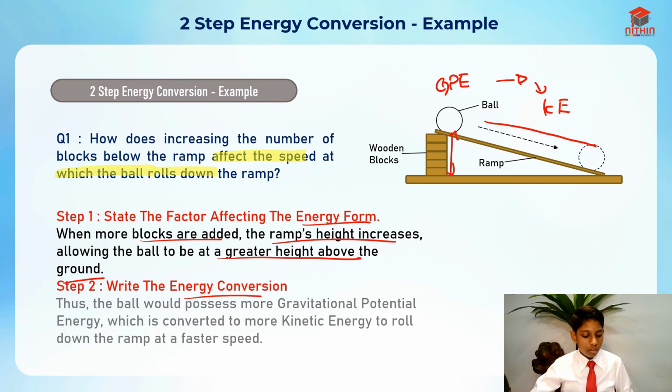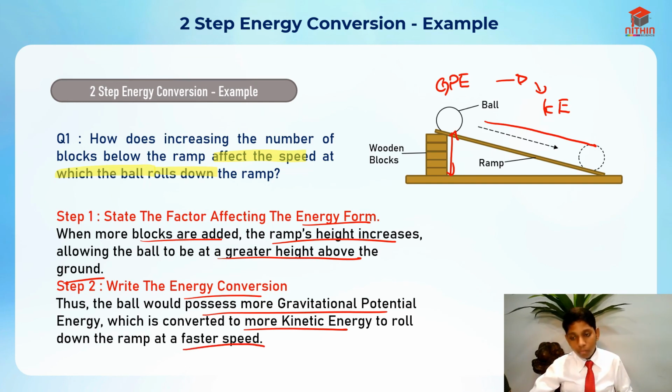Step 2, write the energy conversion. Thus the ball will possess more gravitational potential energy, which is converted to more kinetic energy to roll down the ramp at a faster speed. You can realize that I'm using comparative words because they are talking about increasing the number of blocks. So I need to use comparative words: more, faster, increases. All of these are comparative words.